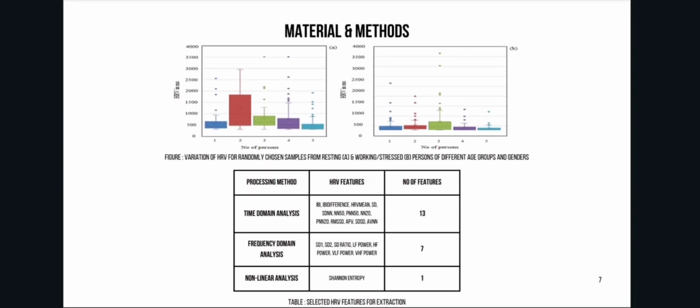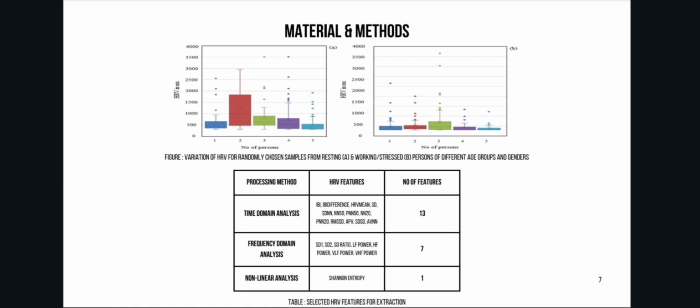PPG signals have been collected from a group of more than 30 healthy Indian individuals, both male and female, within the age group of 18 to 35. A total of 300 HRV data are collected from these individuals during 2 months in different days, of which 150 samples are for resting and 150 samples are for working or stressed conditions.